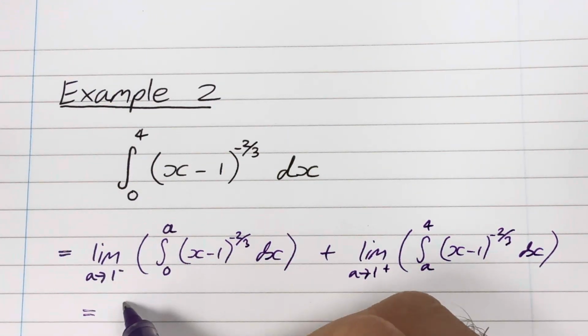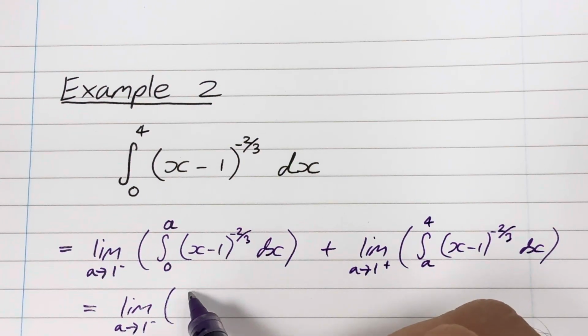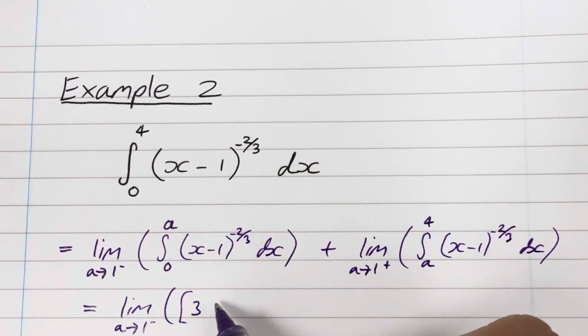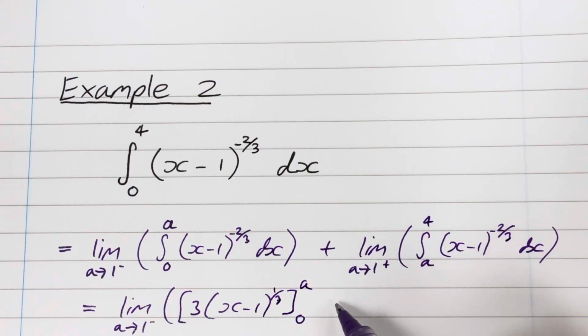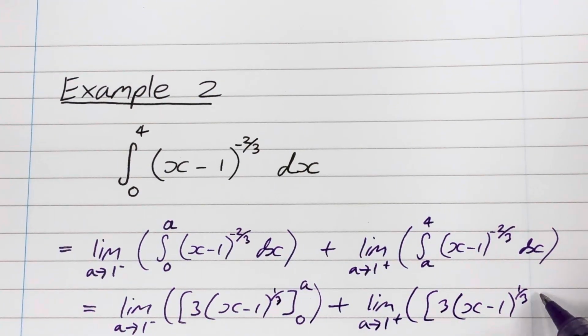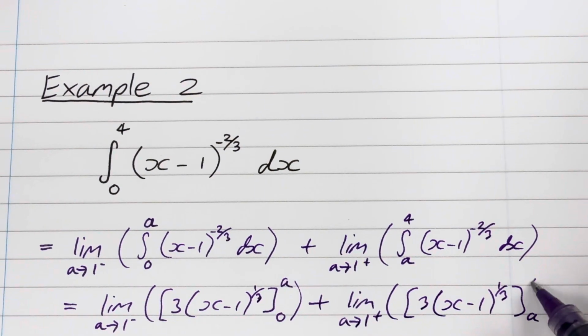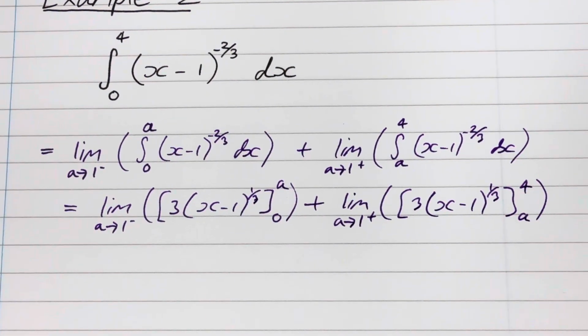Okay, evaluating those, you get the limit as a tends to 1 from below of, add 1 to the power divided by new power, so it's going to be 3 times (x minus 1) to the power of a third. That's evaluated between 0 and a. And then plus the limit as a tends to 1 from above of the same thing, 3 times (x minus 1) to the third, but this time between a and 4. Plug in our upper and lower limits.